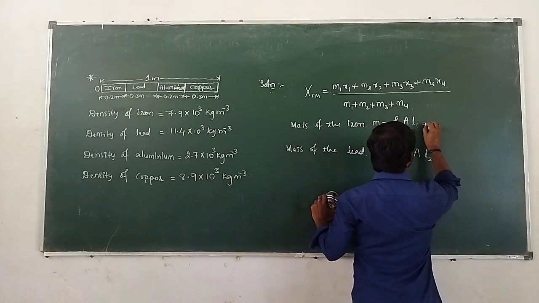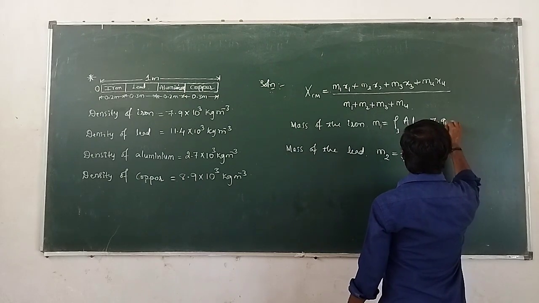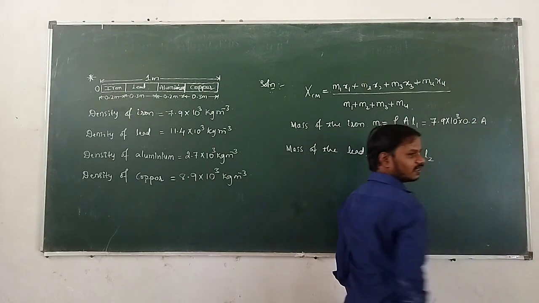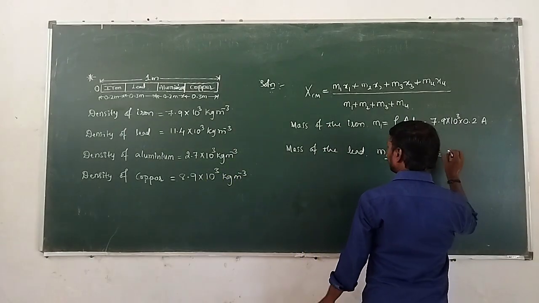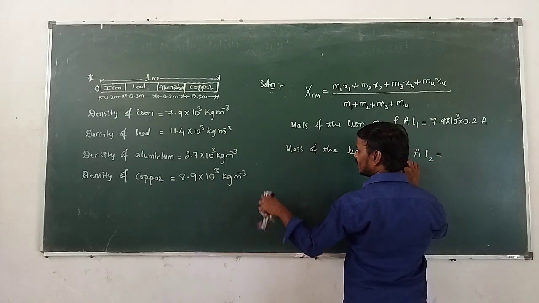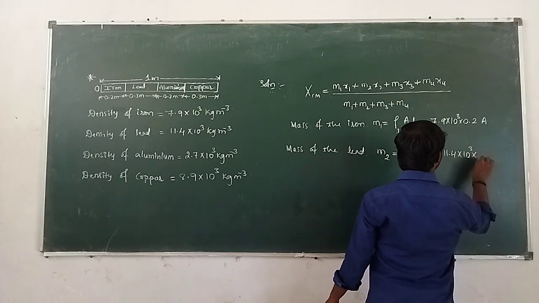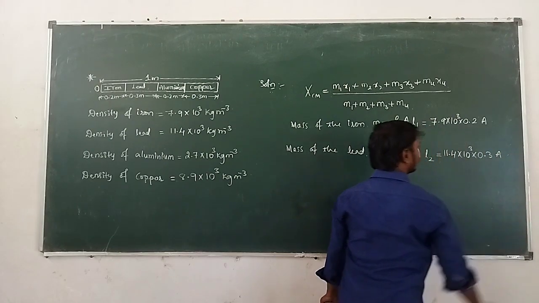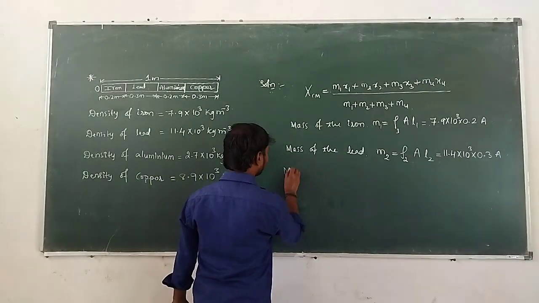See here. In case of this one, rho 1 is how much? Density of iron, that is 7.9 into 10 to the power of 3, and the length of the iron, that is 0.2 into A. That gives the mass of the iron. In similar manner, we are going to find the mass of the lead. See here. What is the density of lead? 11.4 into 10 to the power of 3. Length of the lead, that is 0.3, into cross section area. In similar manner, we are going to find the masses here.